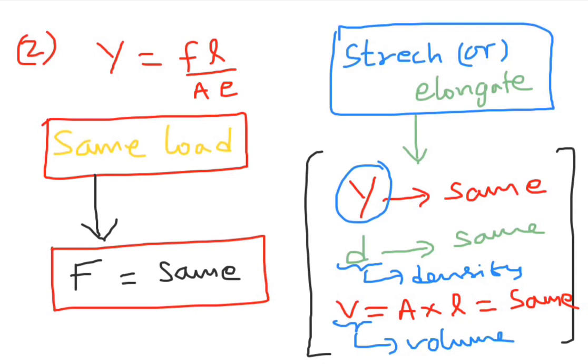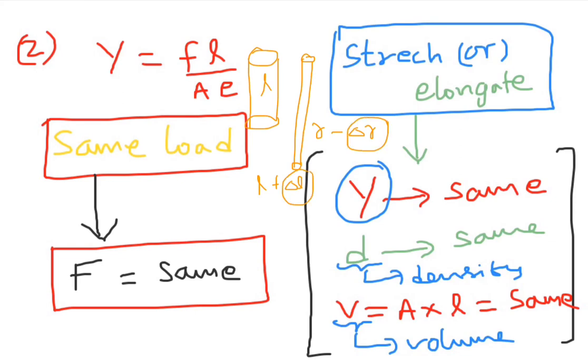If you stretch a wire, what will happen? Suppose this is the wire we have. If you stretch it, it becomes thin and long. Thin and long means the radius has decreased, that is, the cross sectional area has decreased and the length has increased. So when you stretch a wire, the radius decreases and the length increases. That means there is a change in radius and length. But the total volume, cross sectional area into length, will remain constant.